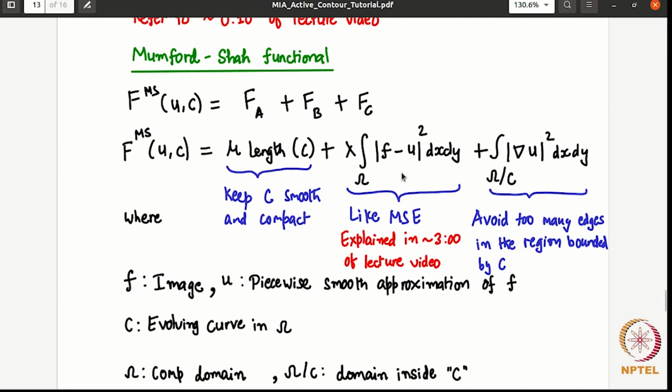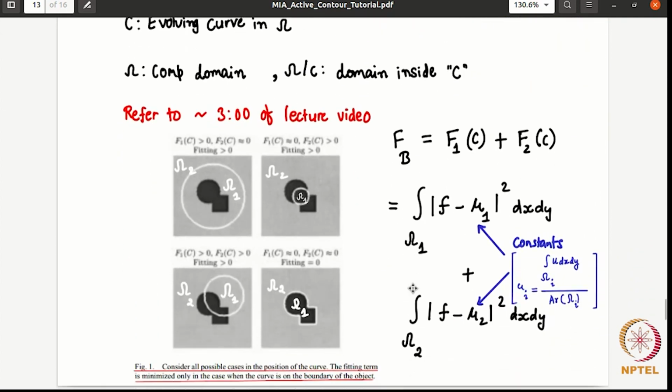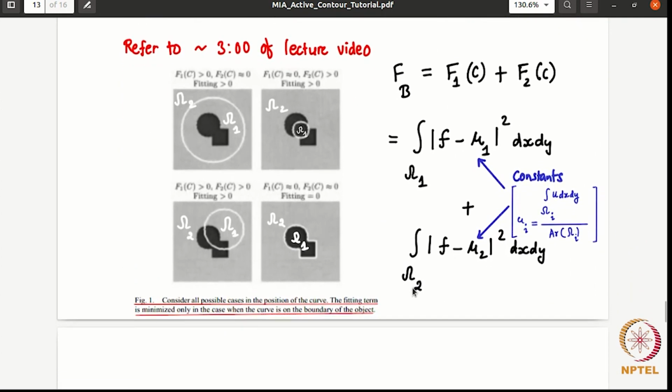Now the second term FB looks like mean square error, right? So it penalizes if the piecewise approximation is very different from the original image. So this is the main feature of this functional, like lambda times (f minus u) square, the FB term. So sir has explained this in 3 minutes in the lecture video, so I will just take the same example.